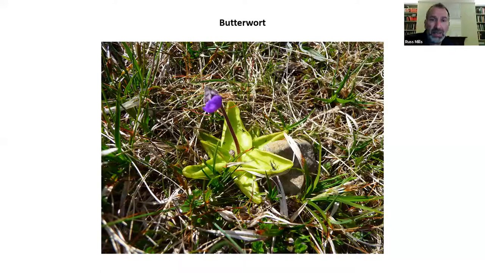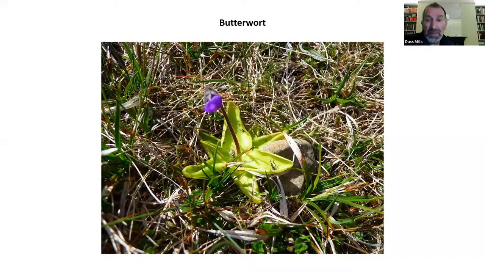The glue that is on these fine hairs on the inside of the leaves here is one of the strongest glues known in nature. And they just can't escape. And then the plant exudes enzymes and dissolves the insect. And that's how it supplements its diet. So that's how it survives in these harsh conditions.